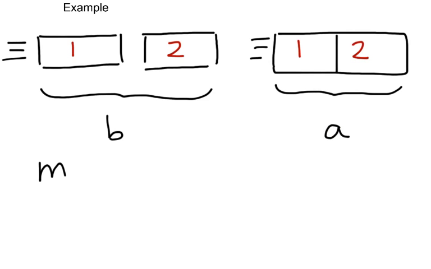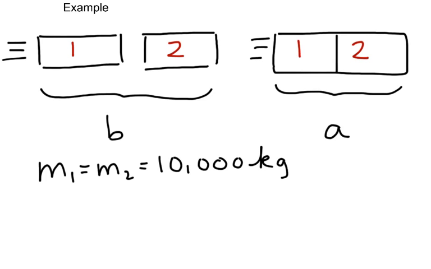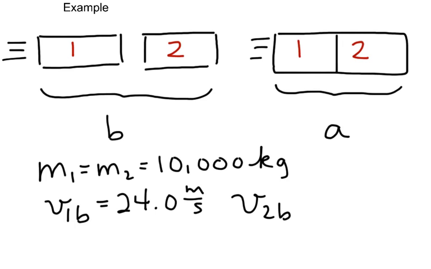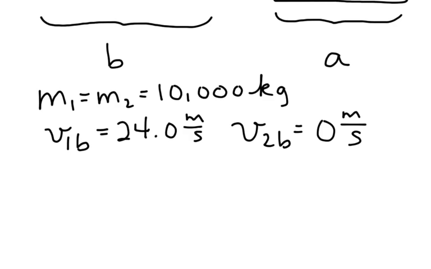Now the mass of each railroad car, 1 and 2, are equal, and they each have a mass of 10,000 kilograms. And the velocity of railroad car 1 before the collision is 24.0 meters per second. The velocity of the second railroad car before collision is 0 meters per second. And the question is, what is the velocity of the railroad cars when they're stuck together after the collision?